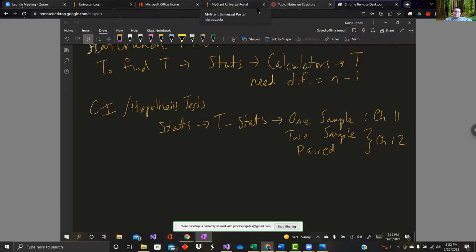Chapter 10 is when we start talking about hypothesis. So chapter 9, we're talking about confidence intervals. We'll tie in how these are connected when we get there. And those are our StatCrunch commands. Stats, calculators, T stats, choose a category.